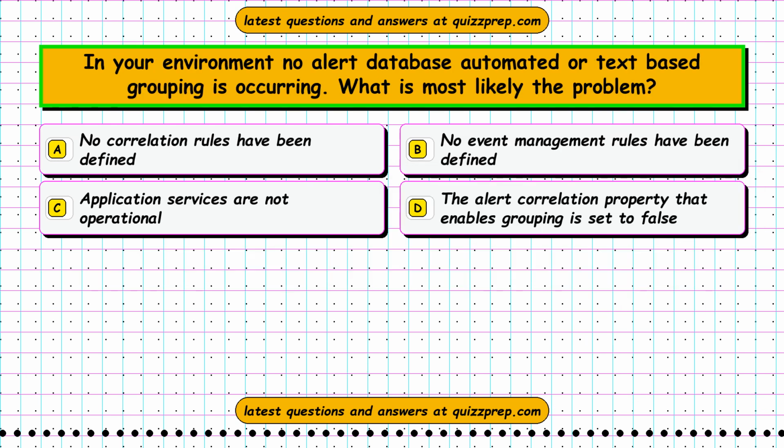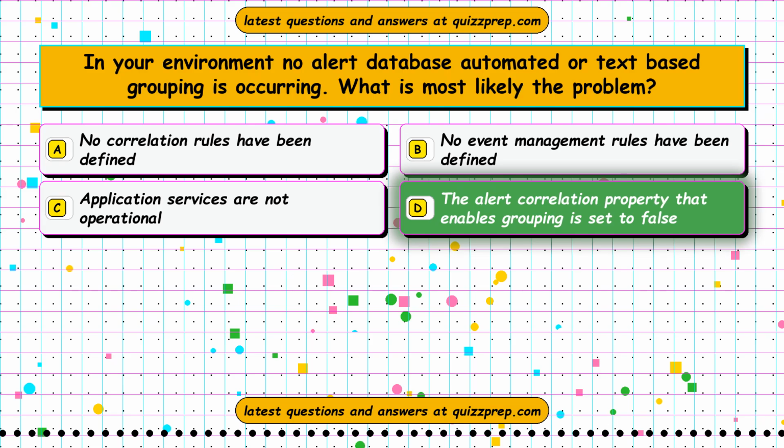Question 86. In your environment, no alert database automated or text-based grouping is occurring. What is most likely the problem? Option A. No correlation rules have been defined. Option B. No event management rules have been defined. Option C. Application services are not operational. Option D. The alert correlation property that enables grouping is set to false.